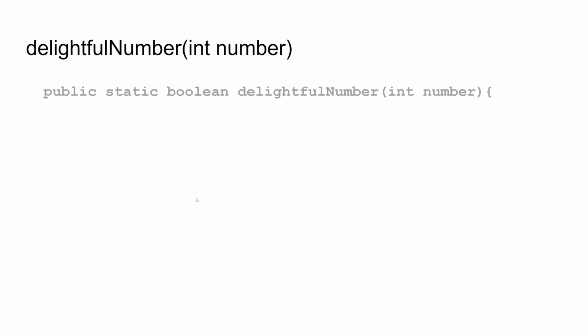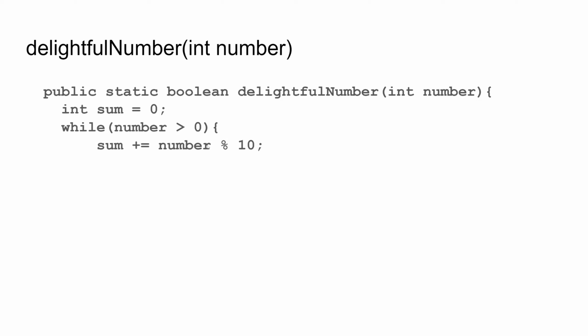Now here is the delightful number method. We're returning a Boolean value, true or false. We want a sum of the digits. We're going to do this while the number is greater than 0. And we're going to grab the last integer. And here we're going to take off that last integer.